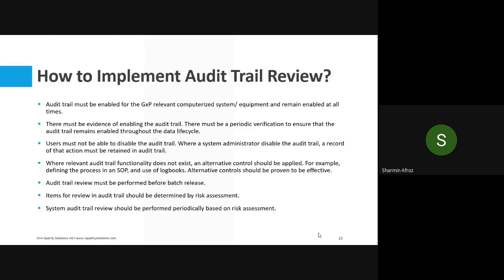So, do you review audit trail before batch release? Do you have a risk-based checklist for audit trail review? Or do you review system audit trail periodically? Reply in chat box.